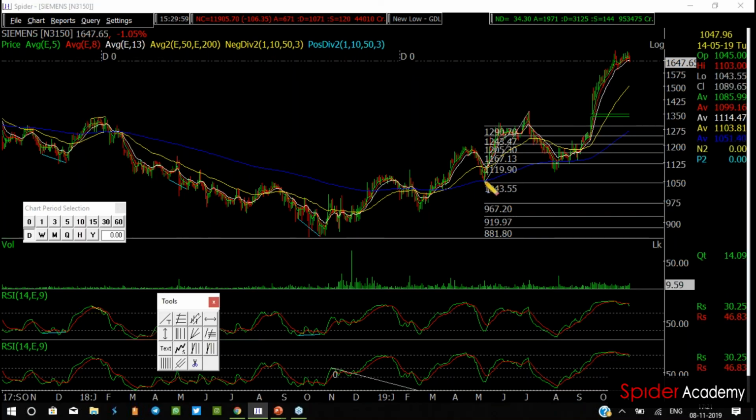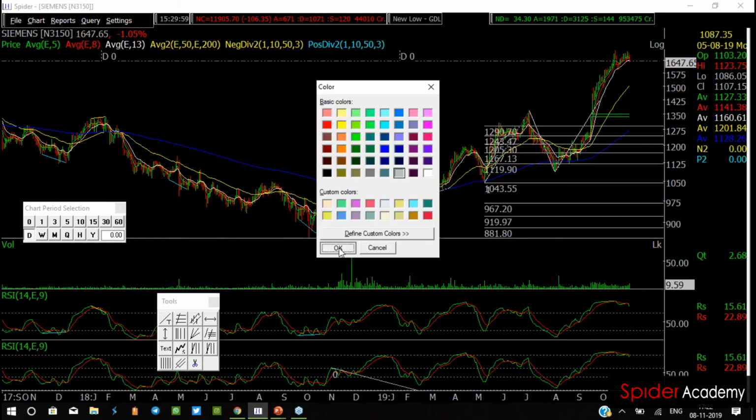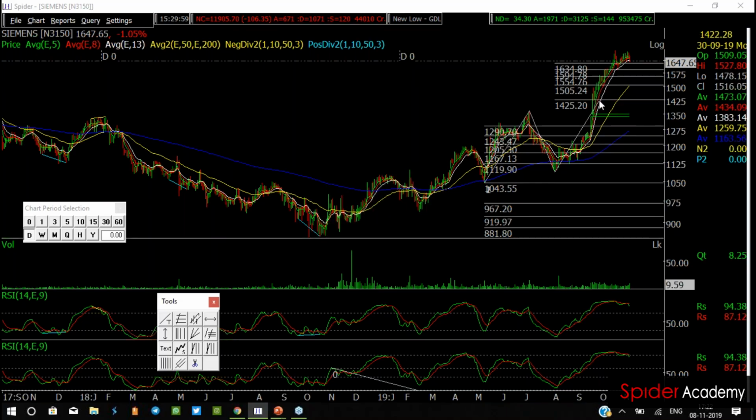Again, we connect the low of the previous up move to the high, and then again to the low of the retracement. See, it just did not stop at 100% of my previous up move. It moved way above it, right? So once you reach this level, what you do is you trail your stop loss, right? And then keep trailing above as it goes.